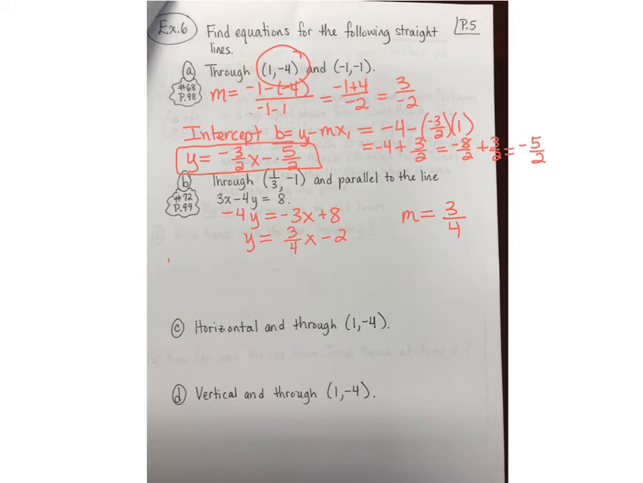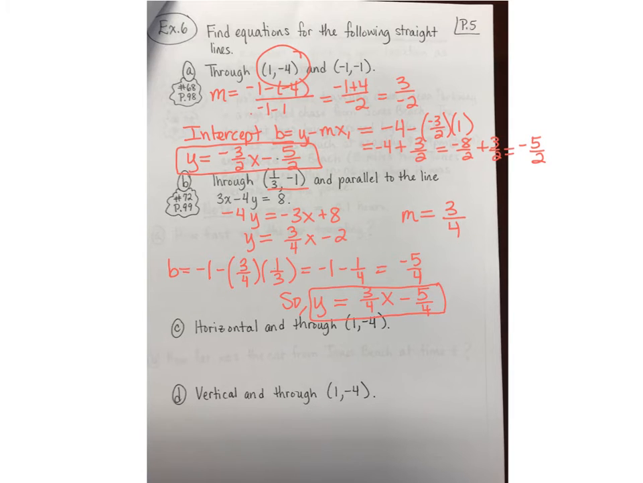So we can find our intercept. You have b is equal to -1. You remember, use your point here. So you have -1 minus 3/4, which is our slope, times 1/3, which was the x value. That equals -1 minus 1/4, or -5/4. So our equation of our line is y equals 3/4 x minus 5/4.